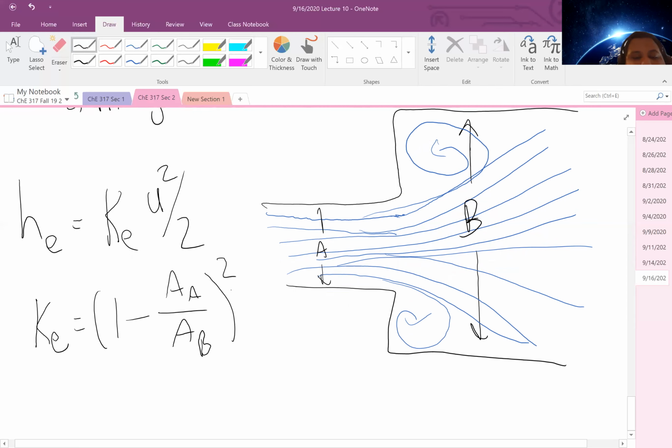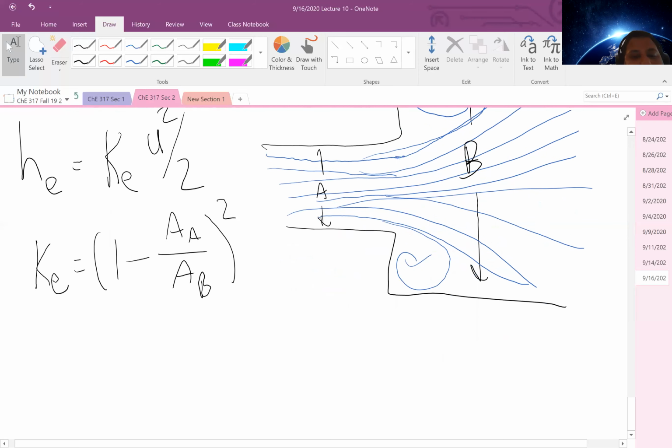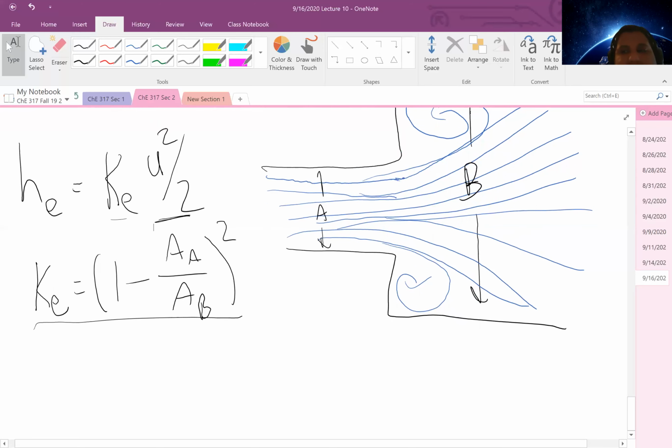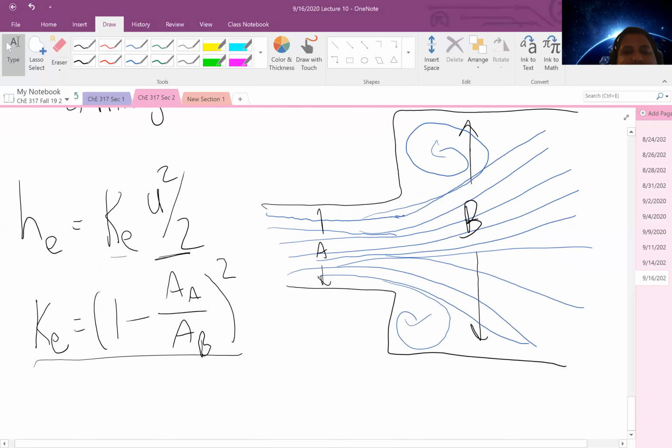And so, with an expansion loss coefficient, we can then multiply it as a function by the kinetic energy of the fluid, as denoted by U squared over 2. And that gives us our correlation or our correction in terms of friction loss due to expansion losses.